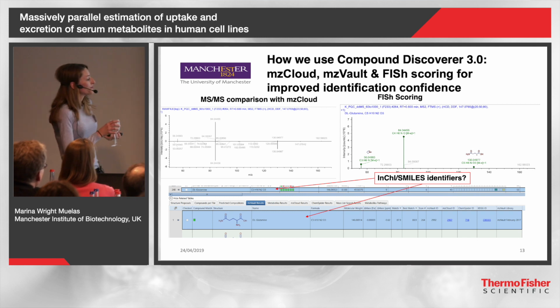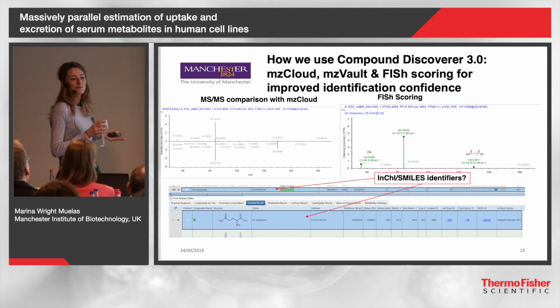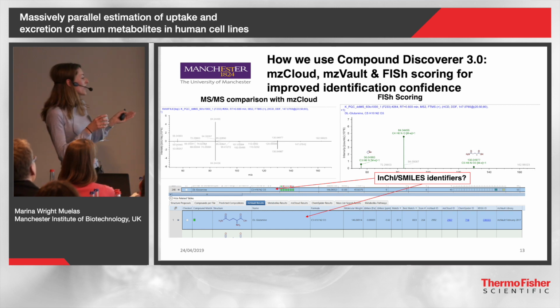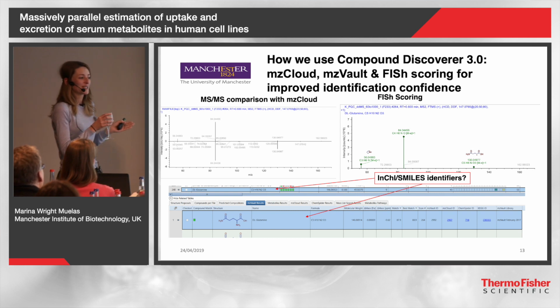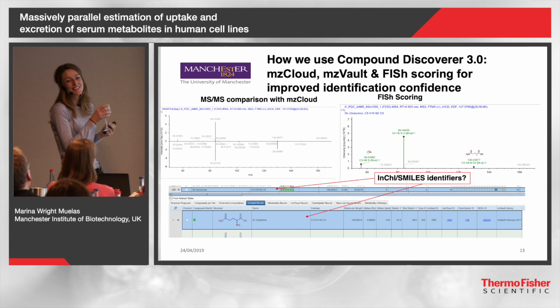It would be quite useful in the results table if we could have InChI or SMILES identifiers, so that we don't just get the names. Various compounds have various different bizarre names, which makes things quite challenging. So I hope the software team might be able to integrate that.